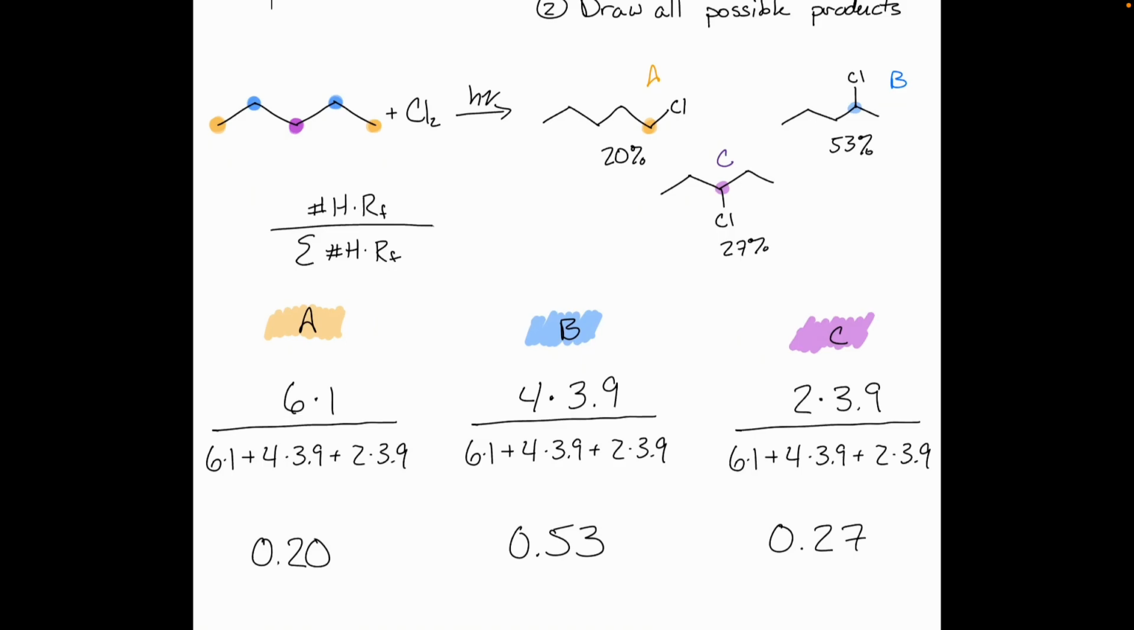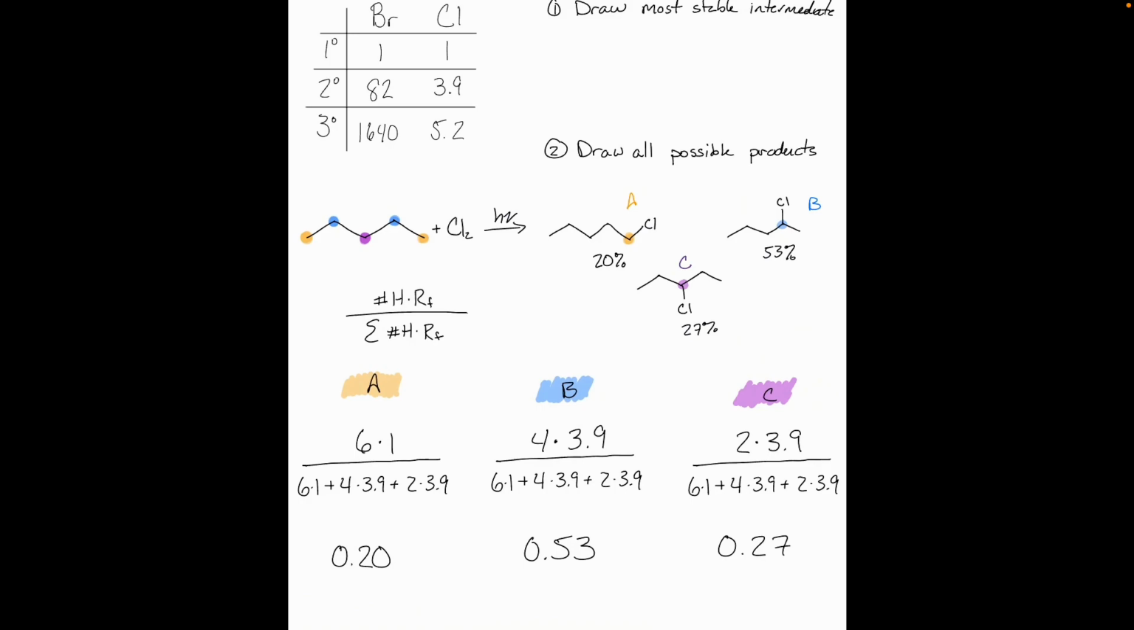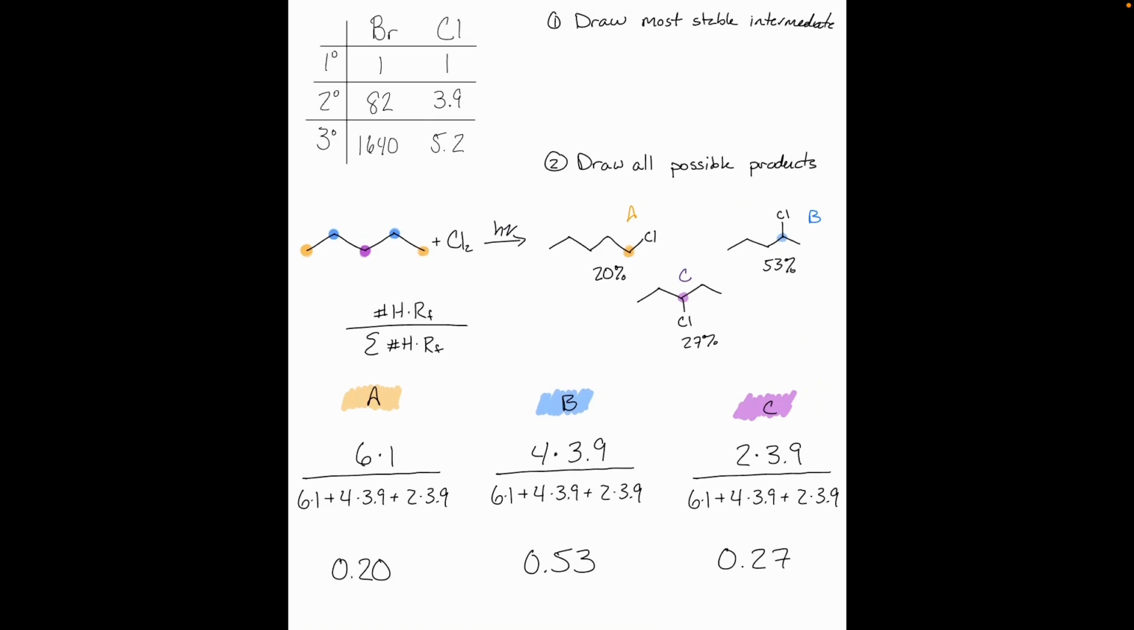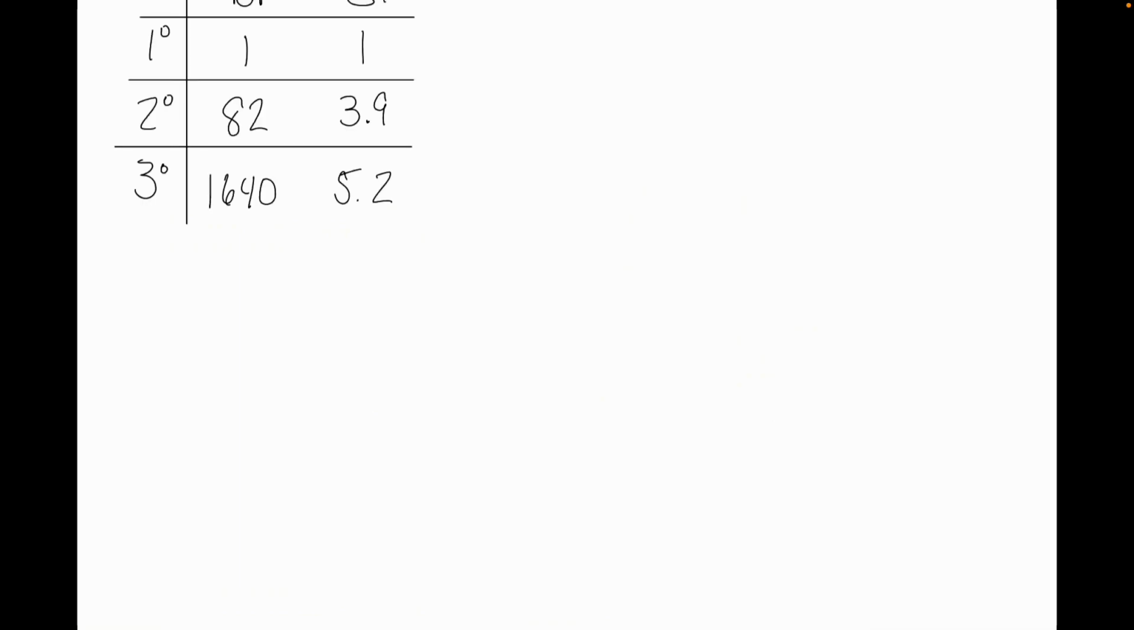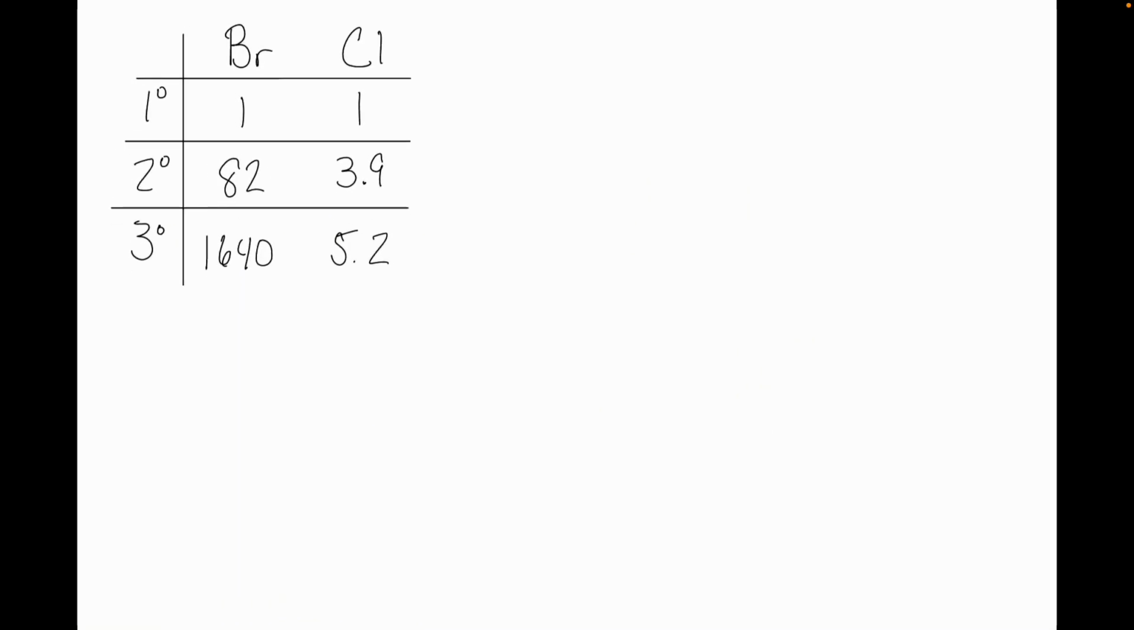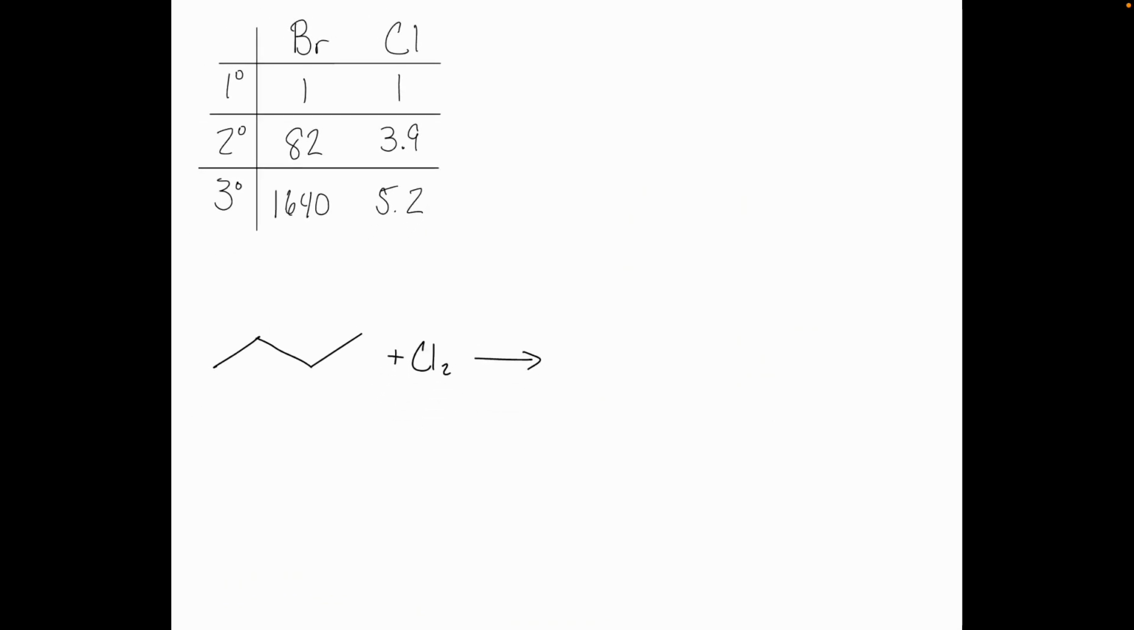All right, we're actually going to do one more here because I want to make sure y'all can do this on your own. It's one thing to be able to follow along with it when I'm walking you through it, and it's another beast to be able to do it from scratch here. We're going to do butane. Draw me my possible products and determine which one is the major product using those reactivity factors.